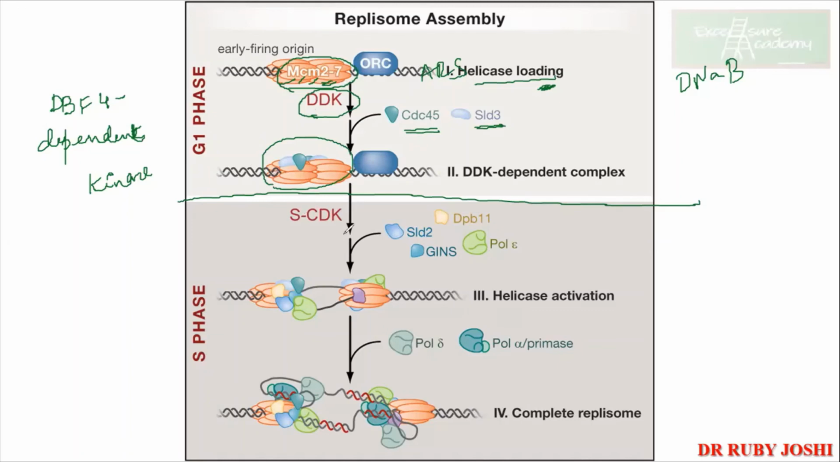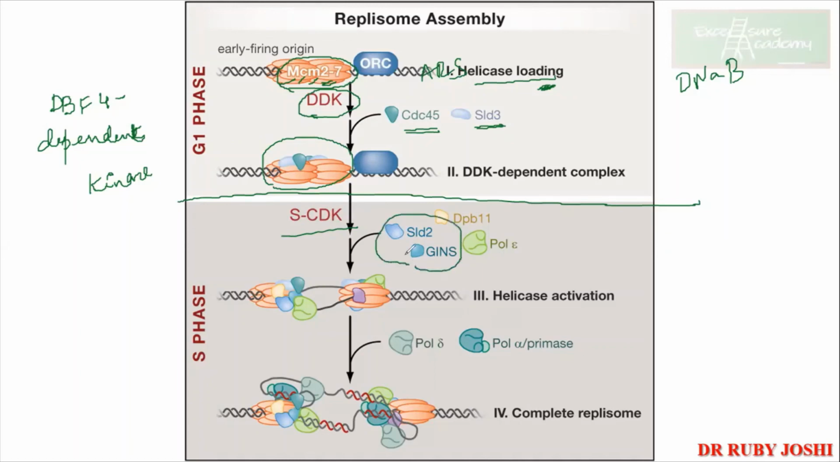ठीक है? तो वो कौन कर रहा है और SCDK. Now what is SCDK? ये आपका S phase का CDK हो गया. S phase CDK, cyclin dependent kinase. S phase cyclin dependent kinase. Okay. Now it is going to activate all these proteins.